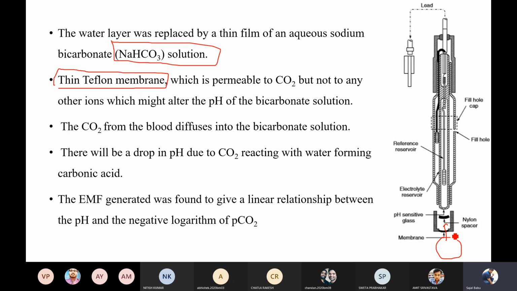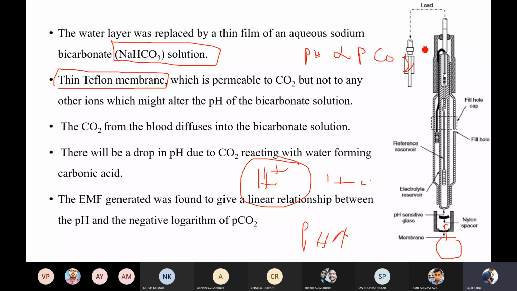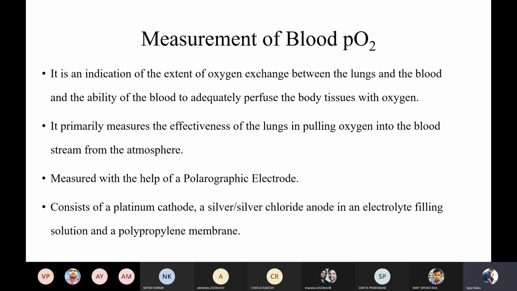And here I am having NaHCO3, right? So when the carbon dioxide comes into this NaHCO3, it will dissociate into H plus ion and HCO3 minus ion. So you are getting the H plus ion. That means the hydrogen concentration increases, so there will be a change in the pH. This pH change will be detected by this device. It is calibrated in such a way that the pH directly represents the PCO2. So the pH change will be displayed as PCO2 here. Okay, so have you understood the operation of this device?